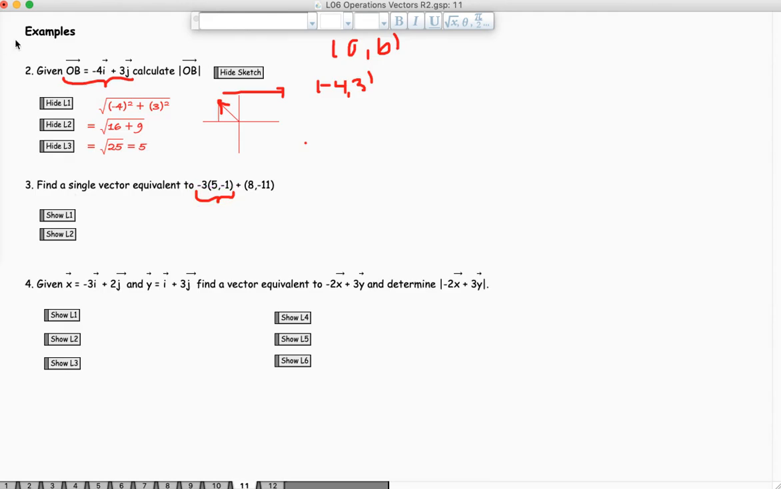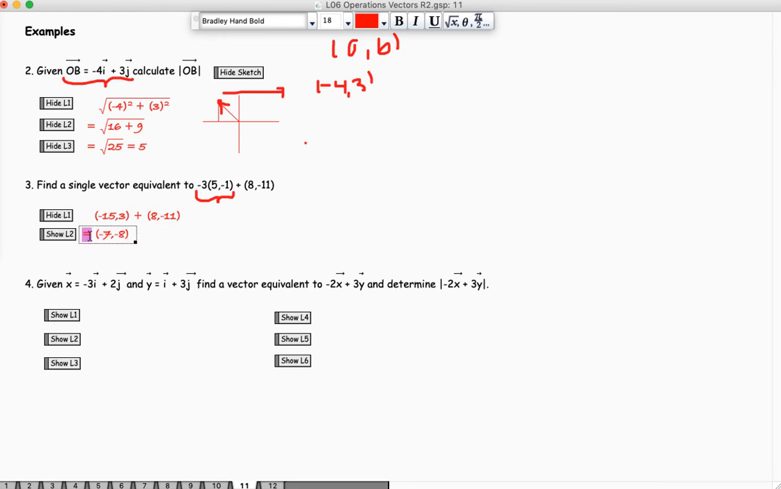So that's what we're going to do here. Going to start with negative 3 times 5 is negative 15. Negative 3 times negative 1 is positive 3. So the new vector here would be negative 15 comma 3. And then we'll add that to the vector 8 comma negative 11. To find that new vector, I'm simply going to add negative 15 and 8 to get a new x component. 3 plus negative 11 is going to be the new y component. So negative 15 plus 8 is negative 7. And 3 plus negative 11, that should be negative 8. So let me fix that. That should say negative 8.